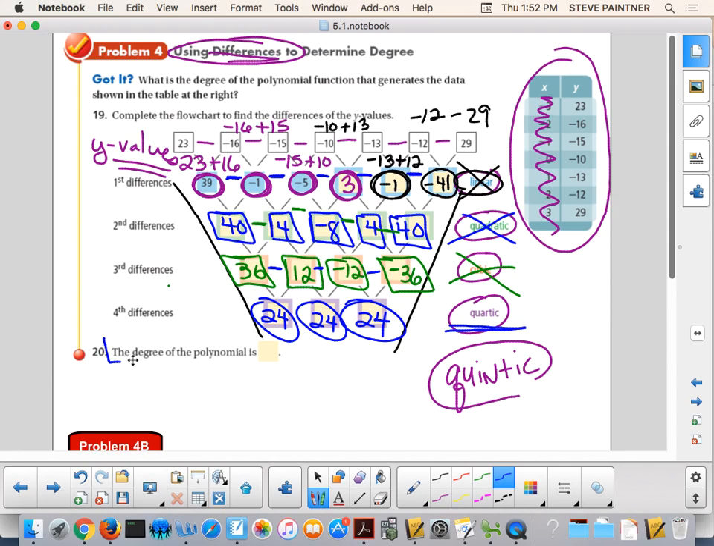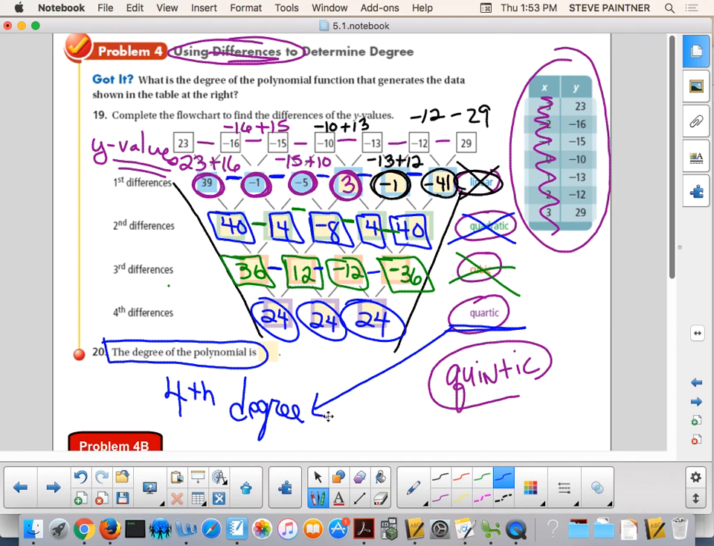Here's the question. The degree of the polynomial is? Quartic is what? 4th degree. It's quartic, right? Quintic is 5th. It goes linear, quadratic, cubic, quartic, and then quintic. We didn't even have to try for quintic because we got it on quartic.